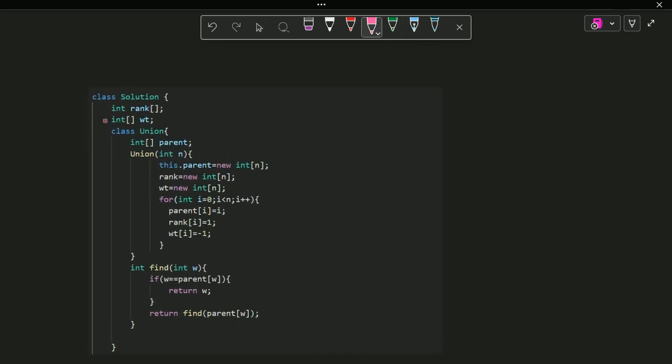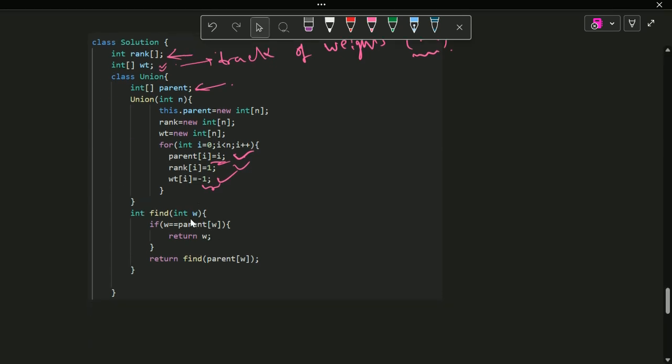What I have discussed, the same thing I have explained here. Initially we keep rank and initially we keep parent. This weight is because we have to keep track of the weights. Initially we set the weights as -1 because no possibility. For every element we keep itself as a parent and rank as 1. And we initialize weight as -1.